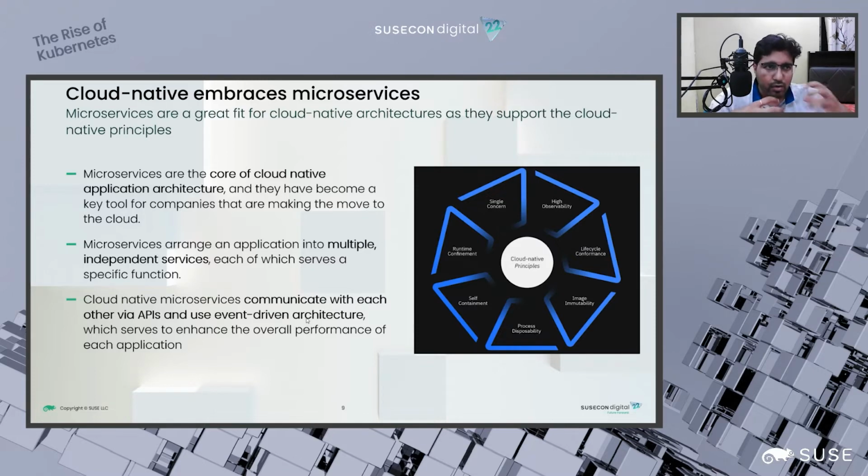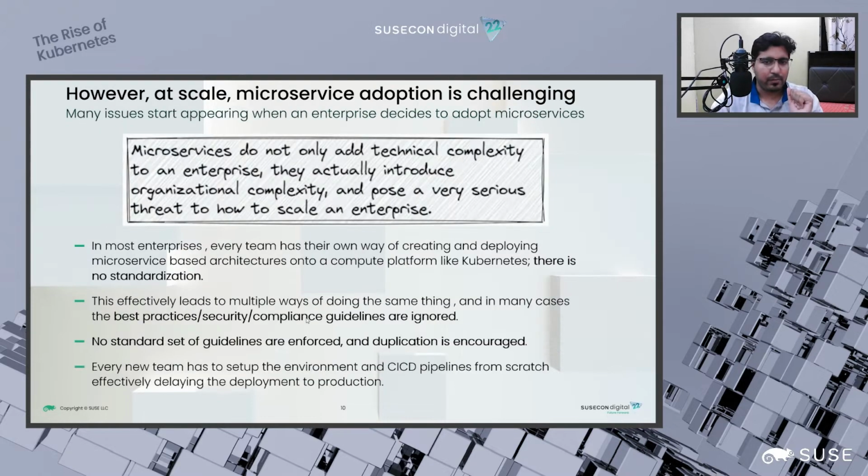And what we need to understand is that cloud native and microservices go hand in hand. It's not that you cannot have monolithic applications also. There are ways you can do that, but mostly, service based architectures are much better suited for cloud native applications. But at scale, microservice adoption is challenging. When you have one service, five services, 10 services, it's under control. But the moment you have more than 30 services, it's very difficult to manage all of these services. So when an enterprise starts adopting microservices, they start facing a lot of challenges. Microservices do not only add technical complexity to an enterprise, they actually introduce organizational complexity, and they pose a very serious threat on how to scale an enterprise, and we will go over this.